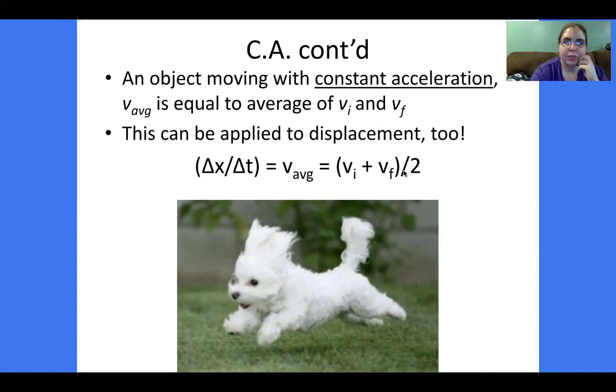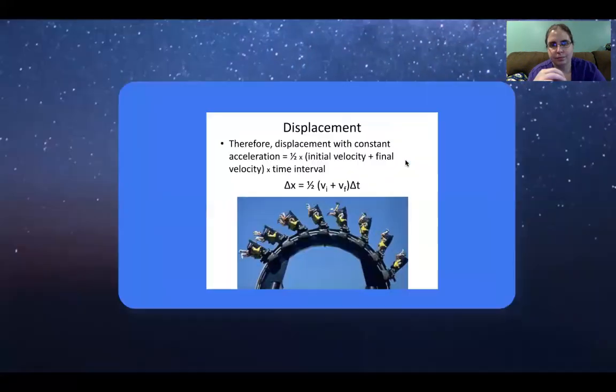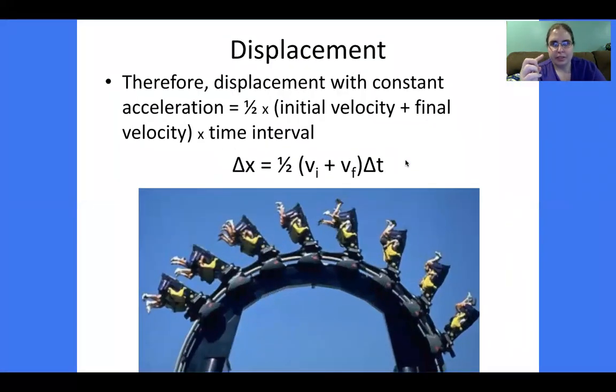So this can be applied to the displacement as well. We know that delta x, the change in displacement, over delta t equals average velocity. We also know that average velocity equals VI plus VF divided by 2, so it's just finding the average of the initial and final velocity. If both of those equal average velocity, we can set them equal to each other. So delta x divided by delta t equals VI plus VF divided by 2. Therefore, displacement with constant acceleration is 1/2 the initial velocity plus the final velocity times the time interval.